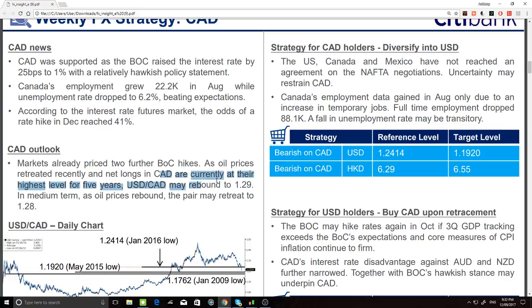Net longs in the CAD are currently at the highest level in 5 years. That's a positioning issue, guys. That's pretty dangerous. NAFTA negotiations are extremely dangerous for Canada. Extremely. You're looking for a way that the dollar CAD can get back to 130.